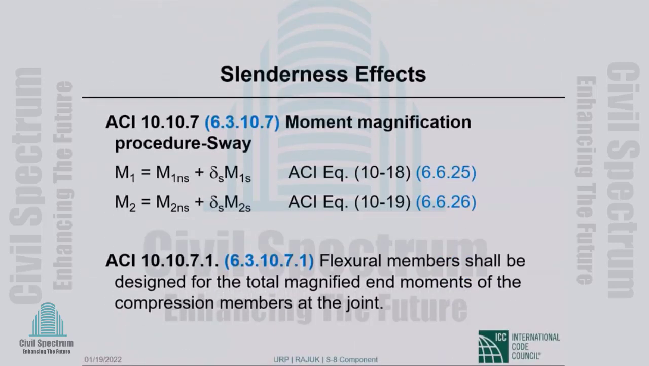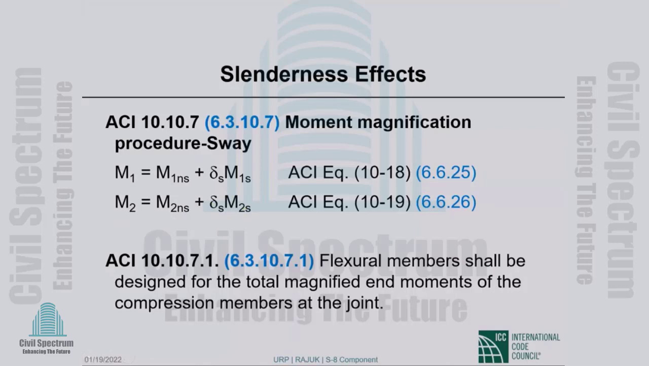Okay. Now we go to 10.7. This is sway columns or stories. So the M sub 1 now is M sub 1 non-sway plus M sub 1 sway multiplied by a sway multiplier. And M sub 2 likewise is M sub 2 non-sway plus delta sub s, a sway multiplier, times the sway moment.